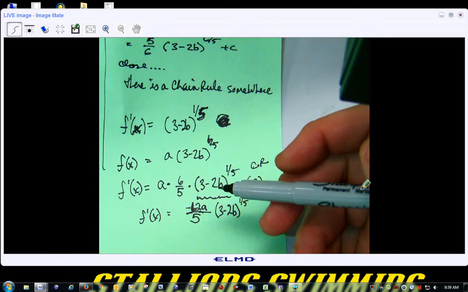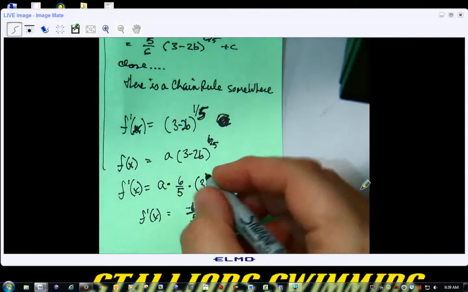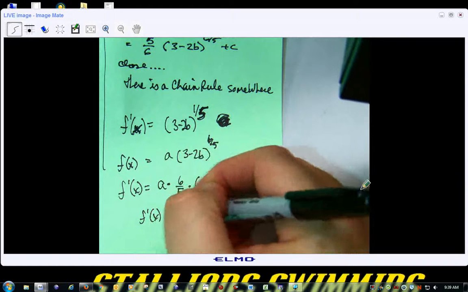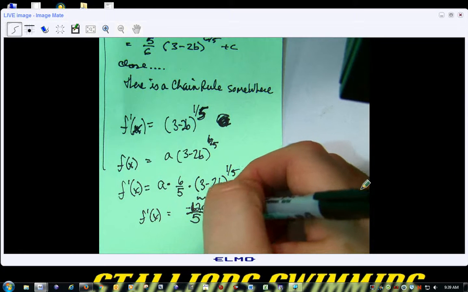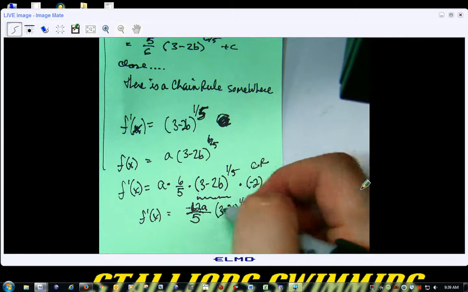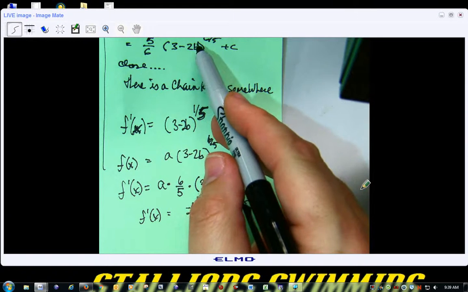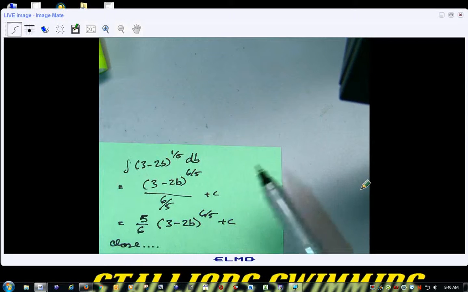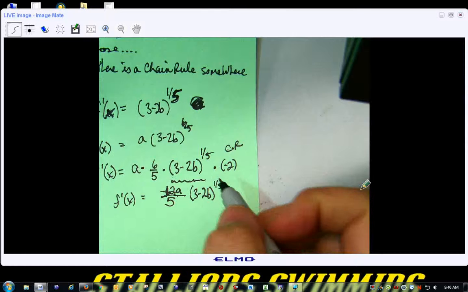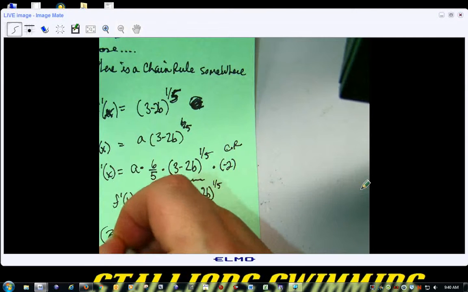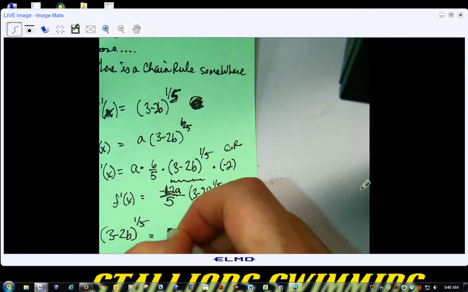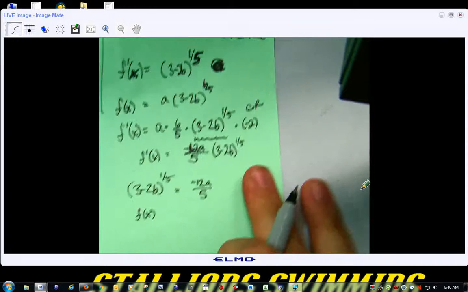Now, this derivative that we got, negative 12a, because negative 2 times 6 is negative 12, and I just multiplied it by a, so I got negative 12a over 5, times 3 minus 2b to the 1/5, should be equal to what we got from the original derivative. What was the original derivative? Well, the original derivative is 3 minus 2b to the 1/5. So this was f of x. That should be equal to negative 12a over 5 times 3 minus 2b to the 1/5.